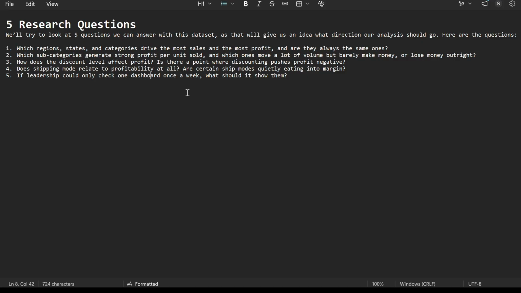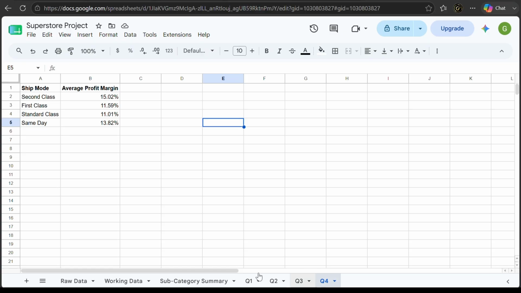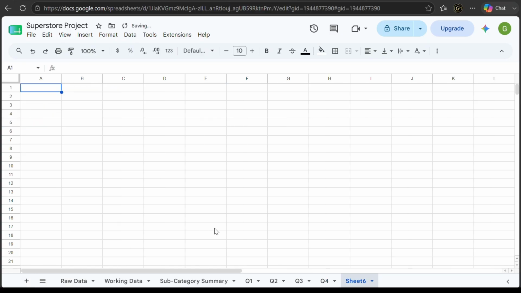Question 5, now we are going to proceed to build our dashboard. That's just what we are going to do to be able to answer question 5. So let's move forward to build our dashboards here. So I'm going to just call this dashboard. All right, so let's proceed.